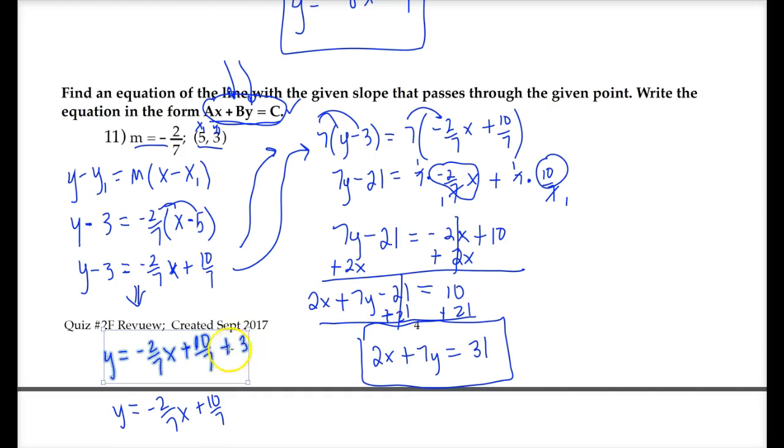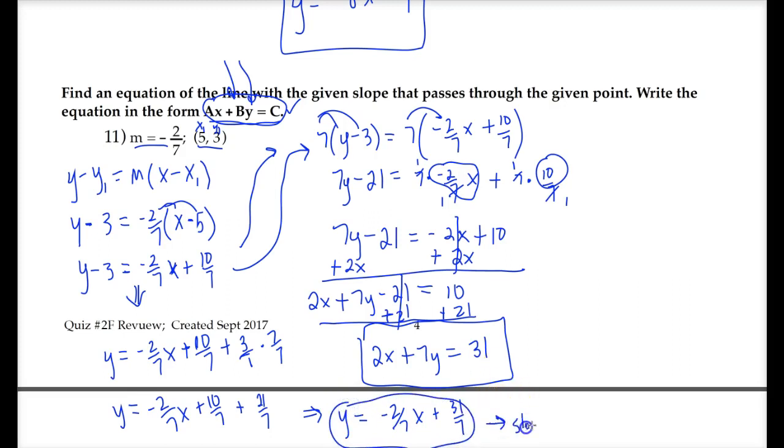because 3 is the same as 3 over 1. And, of course, I would have to multiply numerator and denominator by 7. And that would give me 21 over 7 for that. And then that would end up being just a negative 2/7 x plus 31 over 7. So this is what it would be like if I wanted it in slope-intercept form, okay?